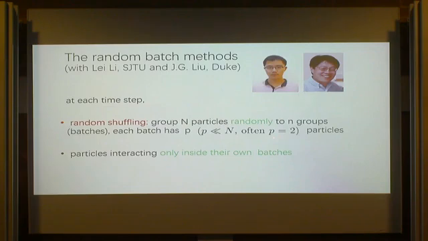For example, you can even take p equals 2. Basically, you just randomly regroup all these particles into small groups, each group has p particles, just 2 particles. Now what you do is let each particle only interact within its own group, its own batch. You divide them into small groups, and they only interact within the group. They don't interact with particles in other groups at each time step. Okay, so that's the algorithm. Very simple.